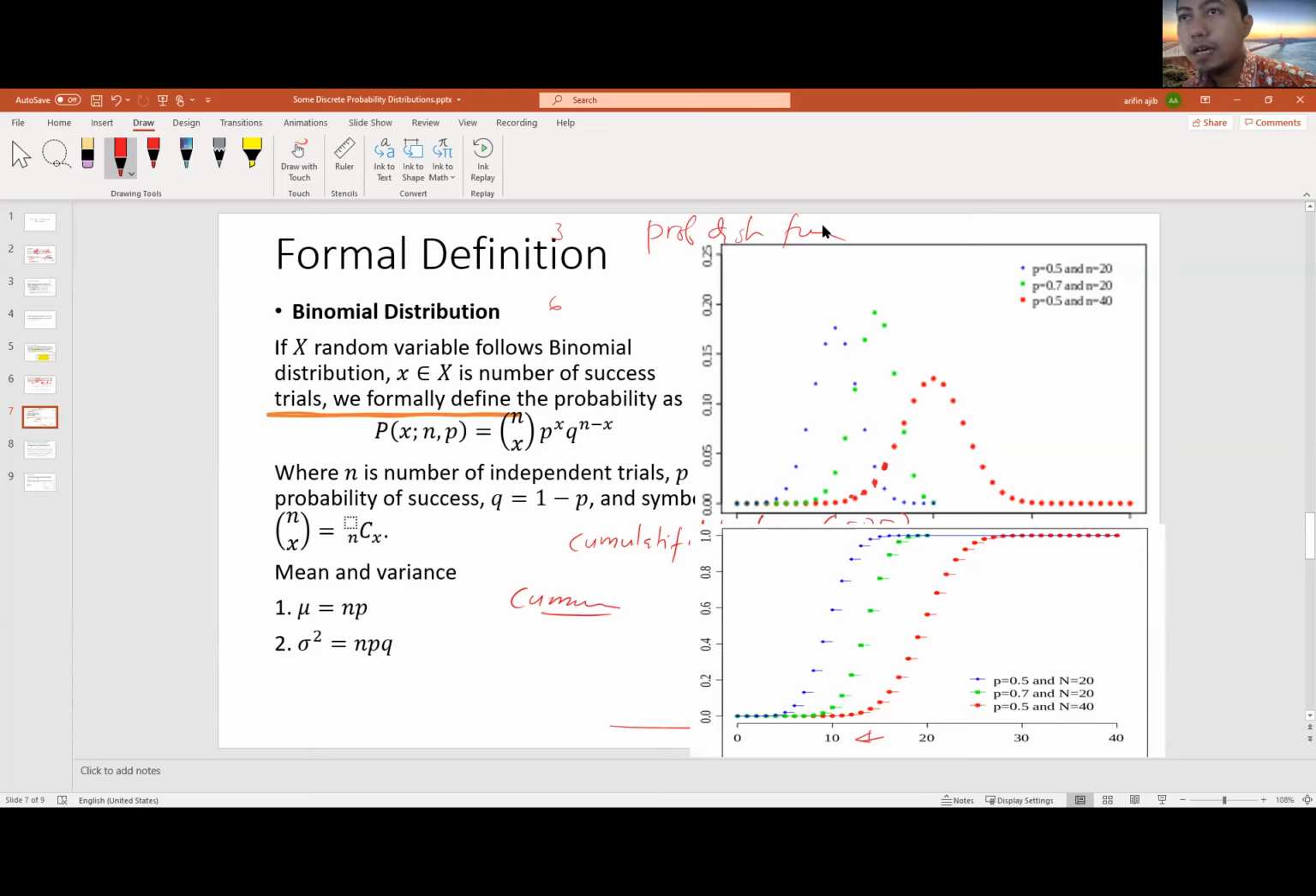You can see, until this point, the point probability is still increasing, but then saturated. You can see the saturated is 1, because when you add up together at this point, the result should be 1.